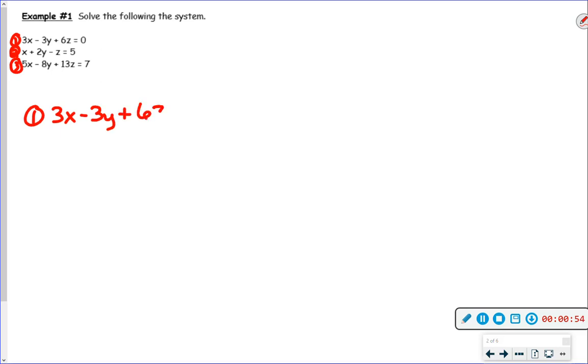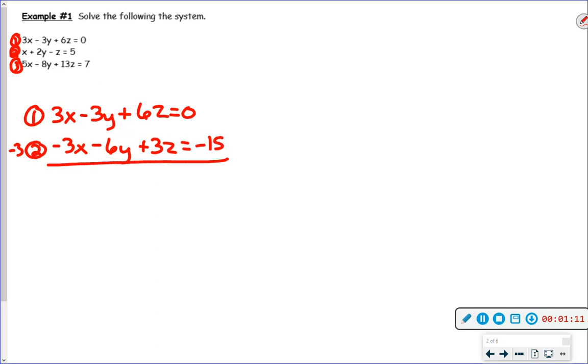You could have, if you wanted to, divide the first one by 3. Make your life a little easier if you wanted to. I'm going to go ahead and multiply the second equation by -3 so I can eliminate the x. -3 times 2, -3 times -3, -3 times 5. All right, let's add these together. -9y, 9z, and then, of course, -15.